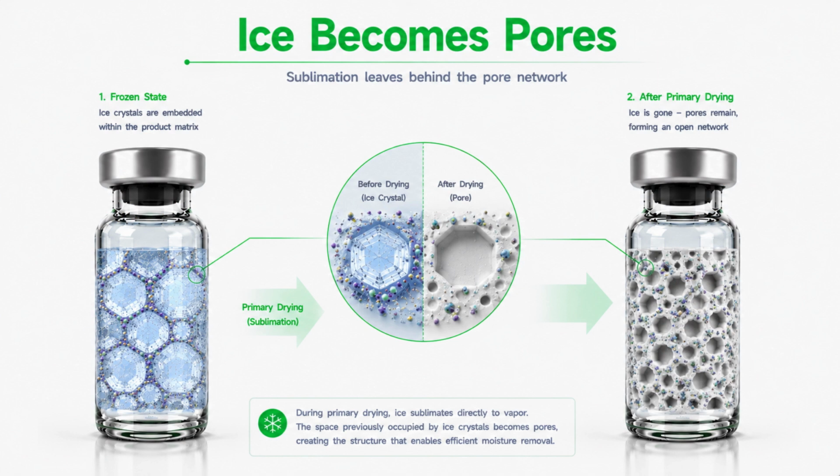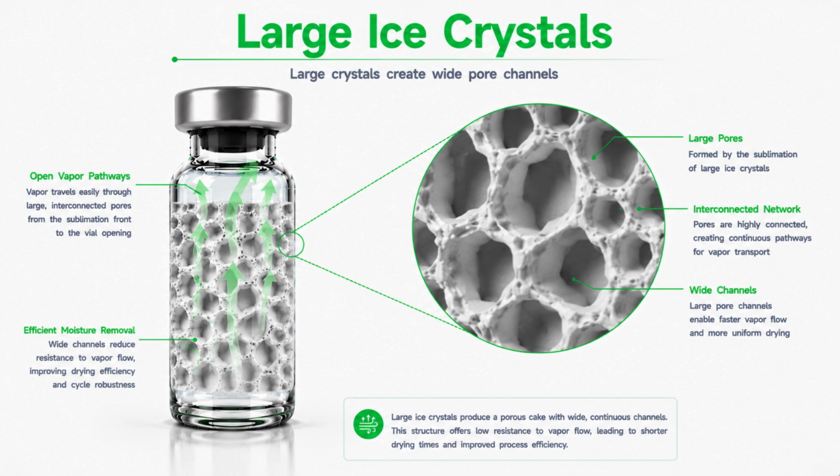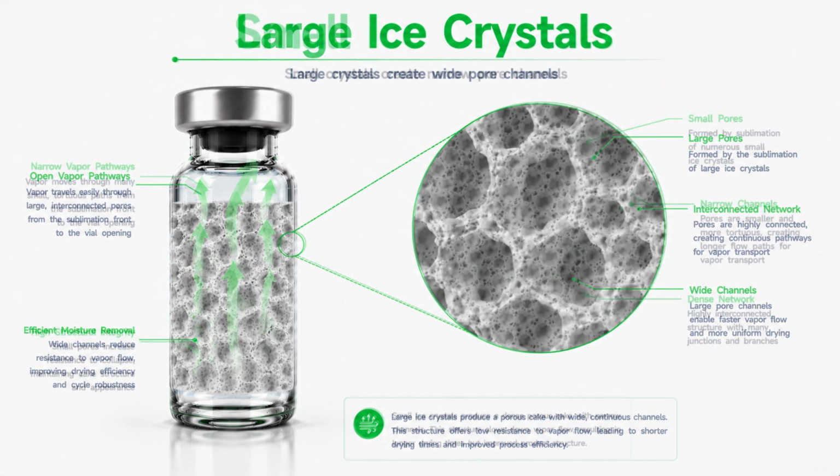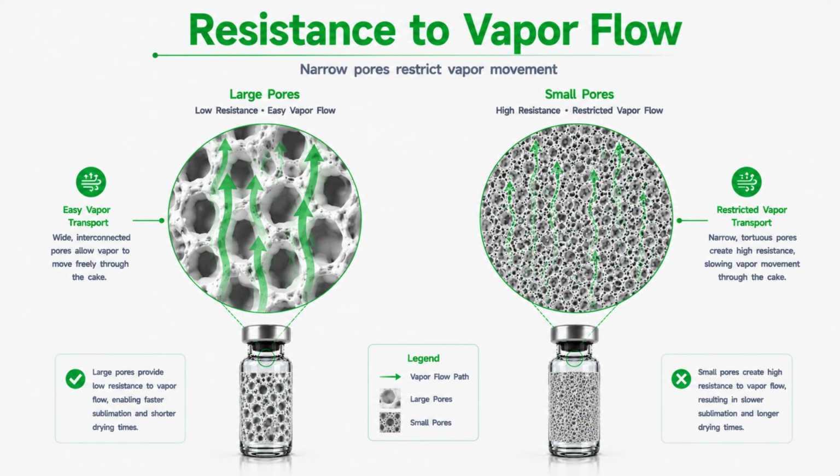During primary drying, ice is removed by sublimation. Every ice crystal leaves behind an empty pore. Large ice crystals produce wide pore channels. Small crystals create much narrower pathways. These pores become the routes through which water vapor escapes from the product.